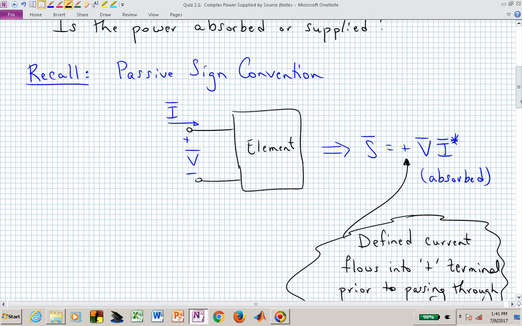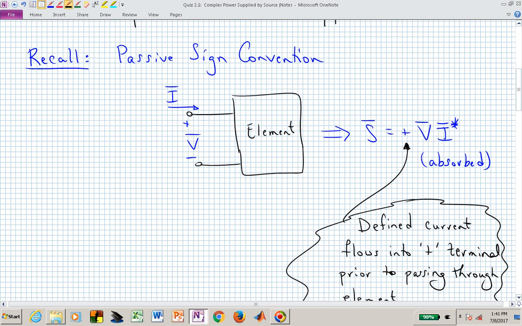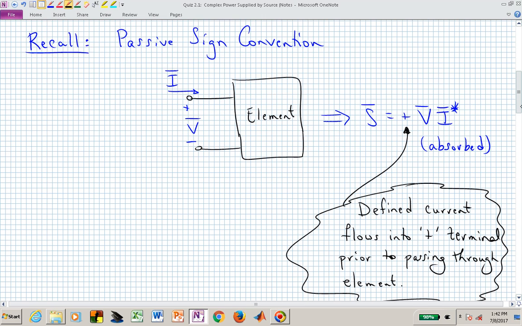It really says that we can associate a positive sign with the voltage phasor V times the complex conjugate of the current phasor if the current as it's defined, which in this case is flowing from left to right, is going into the positive terminal of our element prior to the current flowing through the element, then we associate with that a positive sign, because then power is absorbed by that element. And that's the passive nature of this notation, or that's why it's called the passive sign convention.